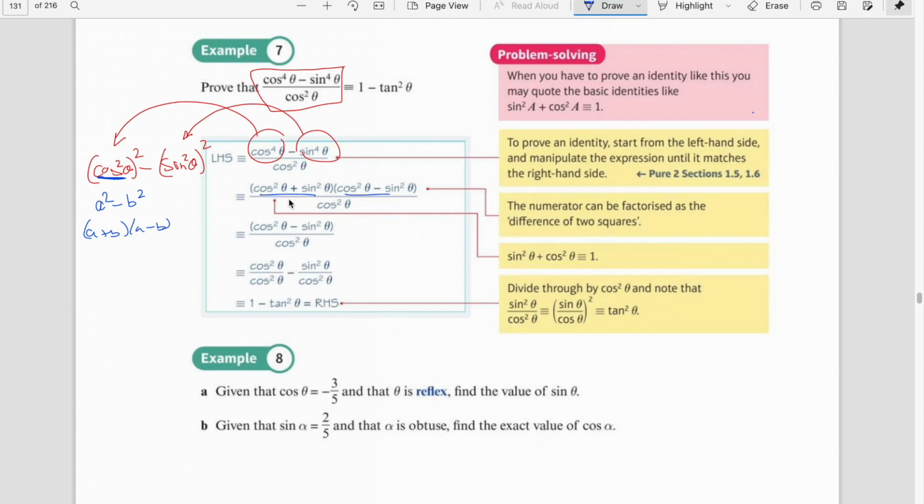Now we already know that cos square theta plus sin square theta could be written as 1. So that disappears. We are left with cos square minus sin square over cos square theta. Now you split these two. So cos square over cos square is 1, and sin square over cos square. If tan theta was equal to sin theta over cos theta, then squaring both sides, sin square over cos square equals tan square. So proved that left hand side is equal to the right hand side.